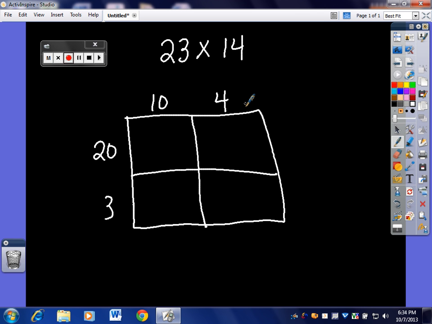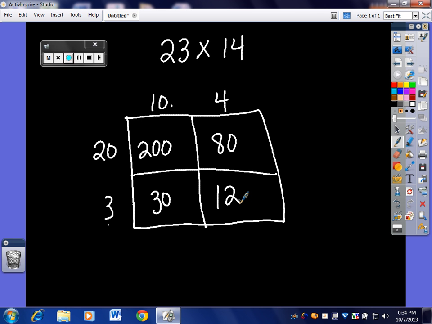So let's start with 20 and 10. We multiply those together. You should get 200. And then when you multiply 20 times 4, you should get 80. Okay, now we've got to do the same thing with 3. We've got to multiply again, the number on the side times the numbers on the top. So 3 times 10 is 30. That goes in this box. And then 3 times 4 would be 12.